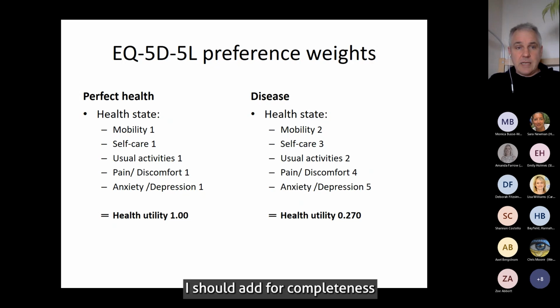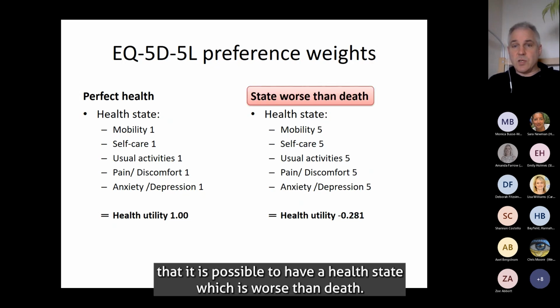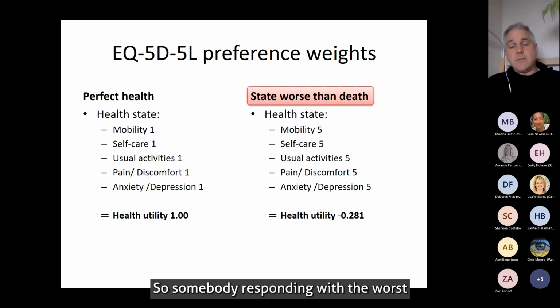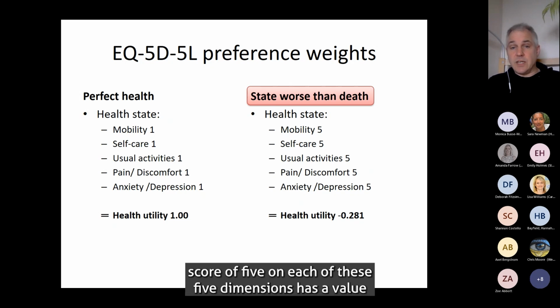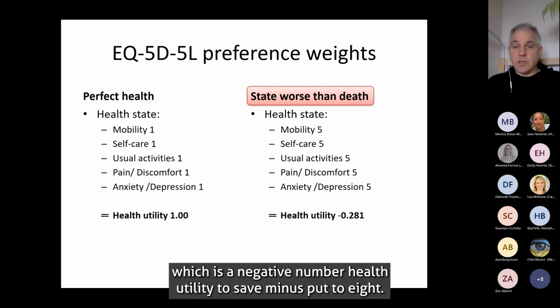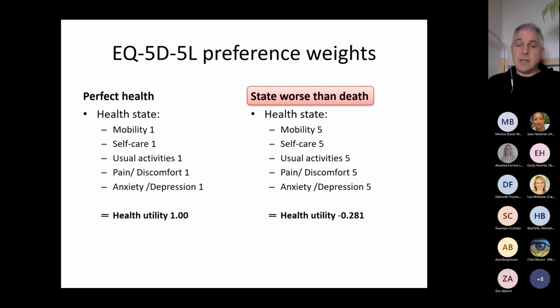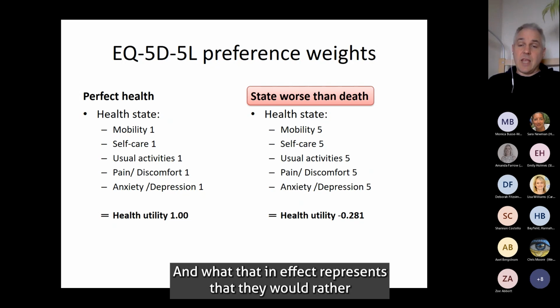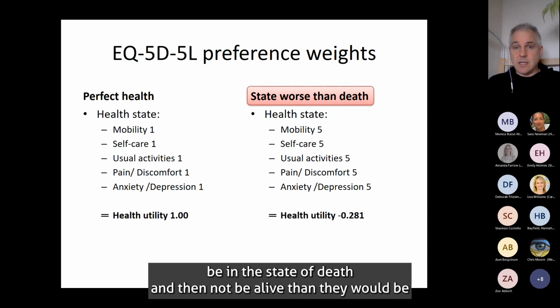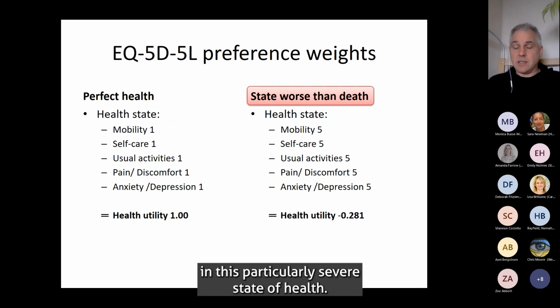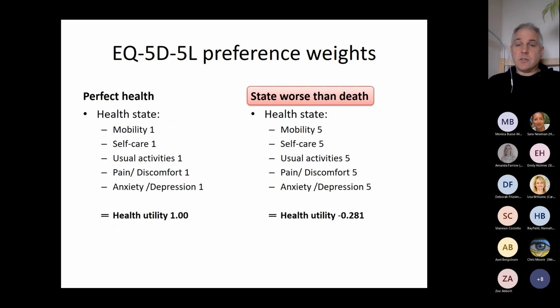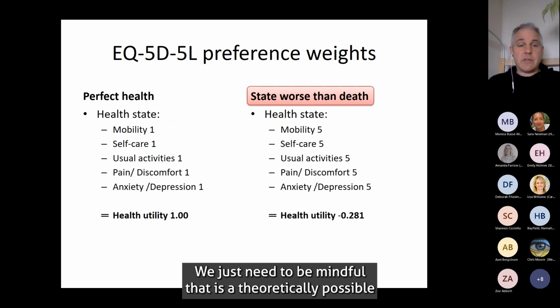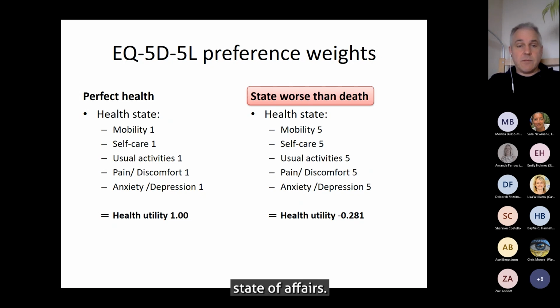I should add for completeness that it is possible to have a health state which is worse than death. So somebody responding with the worst score of 5 on each of these 5 dimensions has a value which is a negative number, health utility of -0.28. And what that in effect represents is that they would rather be in a state of death, as in not be alive, than they would be in this particularly severe state of health. We just need to be mindful that that is a theoretically possible state of affairs.